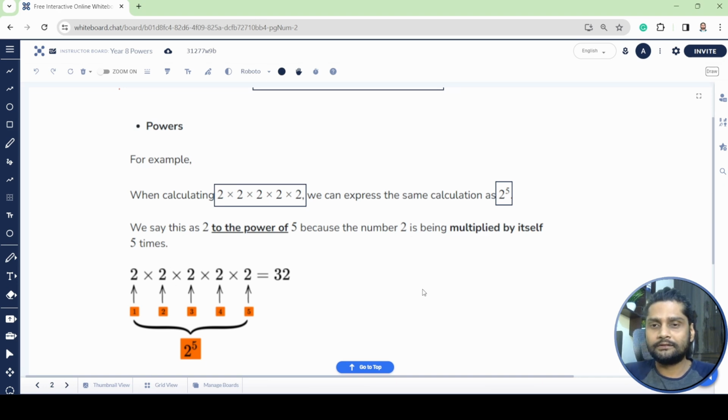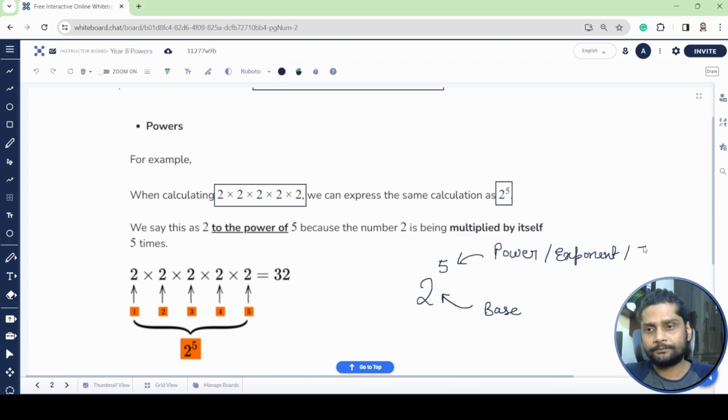So students, in this notation, let's say we have 2 raised to the power of 5. The number at the bottom, which gets multiplied, is called the base. And how many times we multiply the number is called the power. We can call it an exponent, or we may also call it an index. We have different names for it.